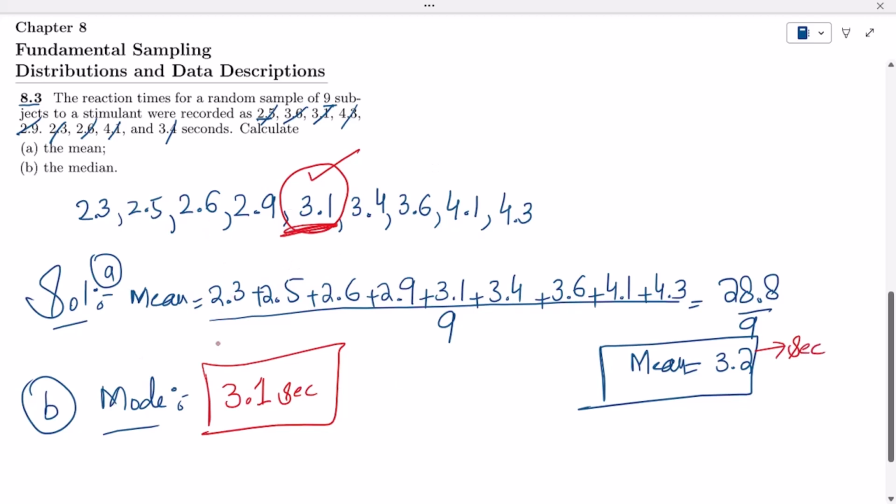Okay, so in this way we have calculated the mean and the median of the numbers which we have here.